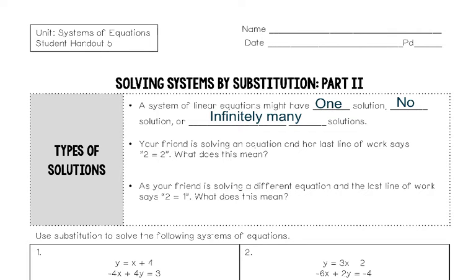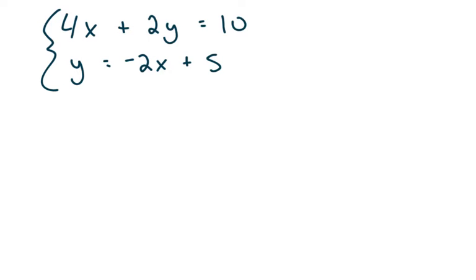So your friend is solving an equation, and her last line of work says 2 equals 2. What does this mean? Let me show you what this might mean in an example. Let's get yourself warmed up by solving this system of equations by substitution. So use what we know from our last lesson about substitution to try to solve this by yourself. And then I'll walk you through it, and then we'll see if we can figure out what that girl did when she got to the last line and had 2 equals 2.